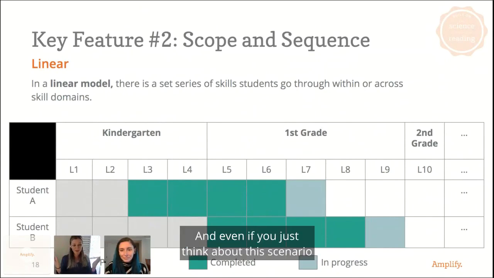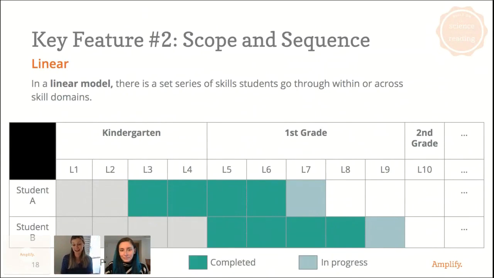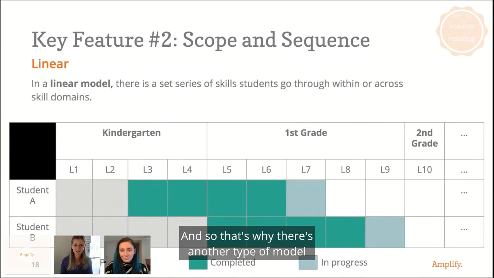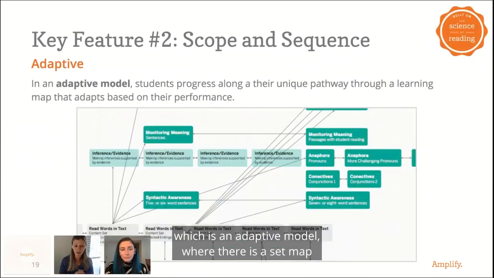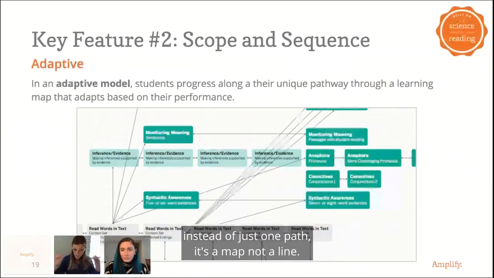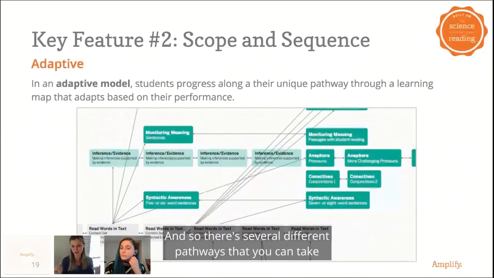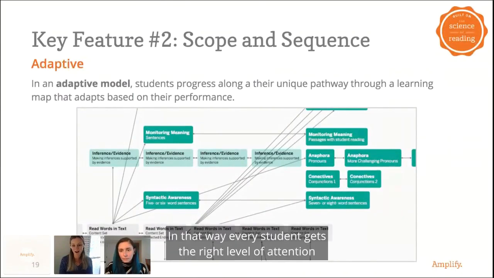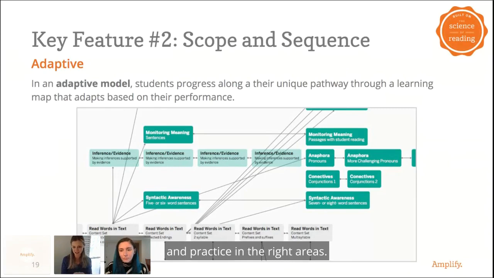And even if you just think about the scenario that I mentioned in the beginning, we know that this doesn't work for every kid. Very few kids learn in a straight line. And so that's why there's another type of model, which is an adaptive model, where there is a set map instead of just one path. It's a map, not a line. There are several different pathways that you can take, and students experience these personalized paths through it based on their performance so far. That way every student gets the right level of attention and practice in the right areas.